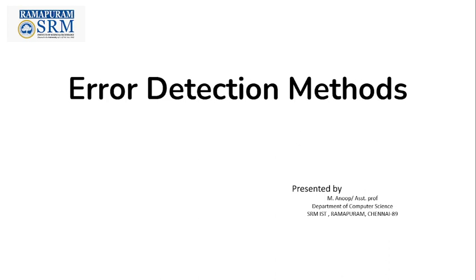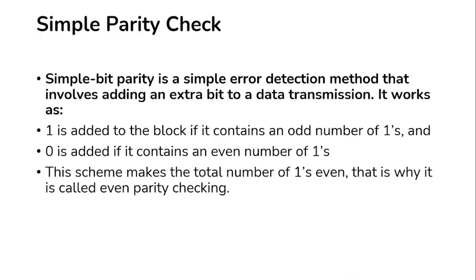In this video we are going to see about the methods of detecting error. In the last video we have seen about the types of error: single bit error, multiple bit error, as well as burst error. So in this video we are going to see about the methods of detecting errors when sending the data from the sender to receiver in computer networks, right?